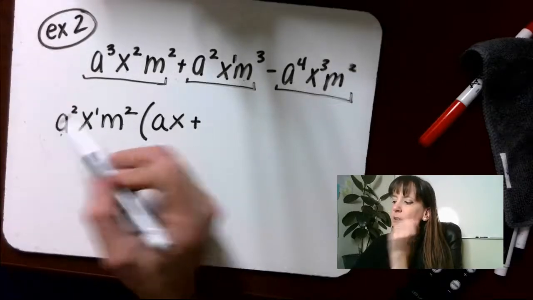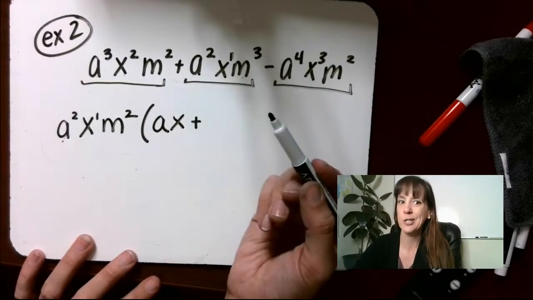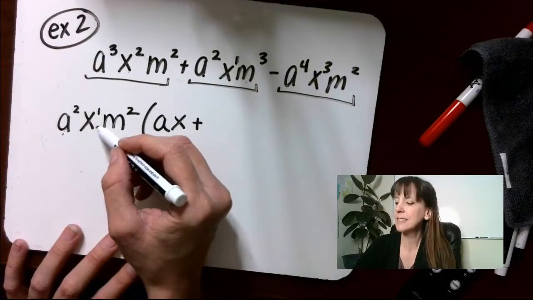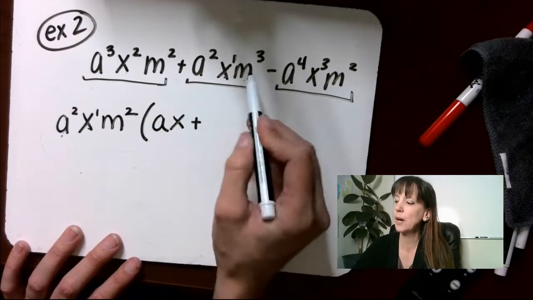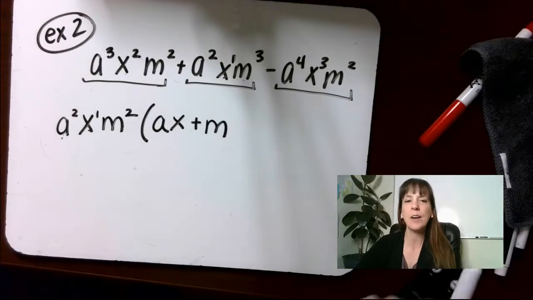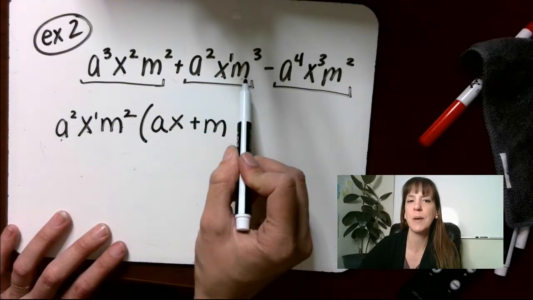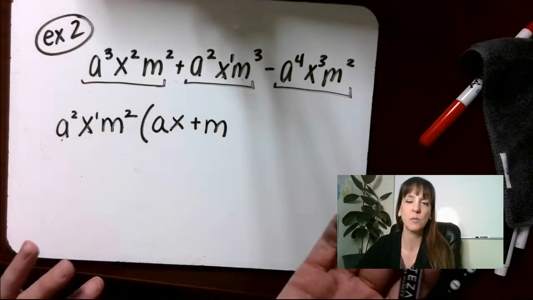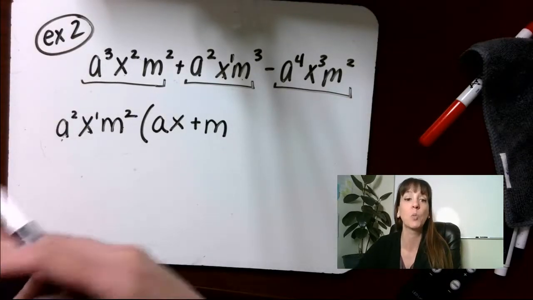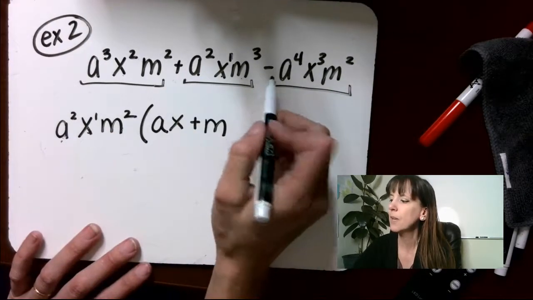Second chunk: a squared, what do I need to multiply that by to get a squared? Just a 1. x to the 1, what do I need to multiply that by? No, we got that. m squared, I need to multiply that by an m to get m cubed. Now guys, if that had been m squared and this had been an m squared here, we would have at least had to put a placeholder, and that would be multiplied by the number 1. So you got to think about those placeholders.